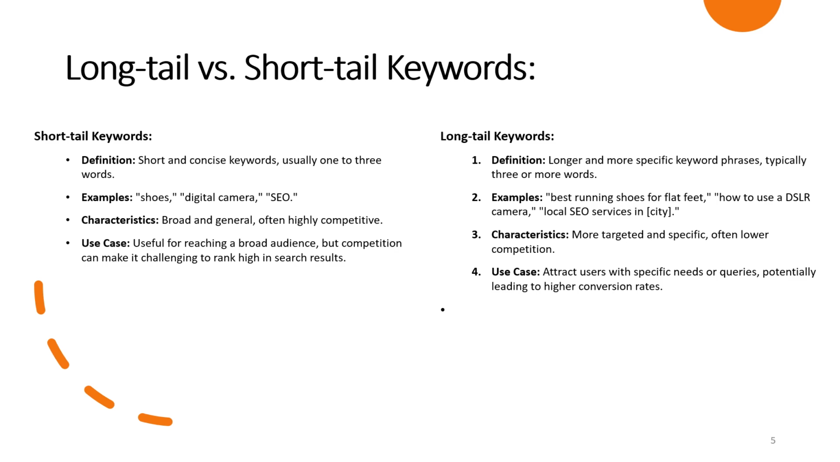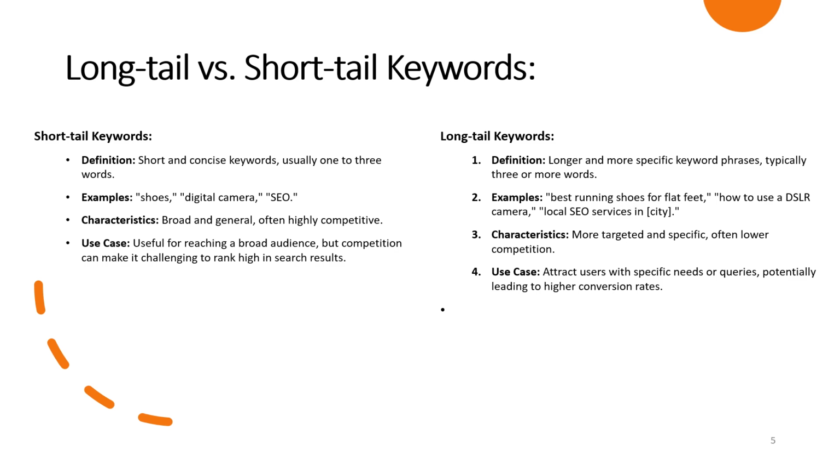The definition of a short tail keyword is that it's short and concise, usually only 1 to 3 words. There's nothing to it. An example can be shoes, digital camera, SEO. These are broad and general, highly competitive in terms of rankings. So if you are just starting your website, you want to avoid short tail keywords because they are super competitive, because everybody's trying to use them. They're useful in reaching a broad audience, but competitive and can make it challenging to rank high in search results.